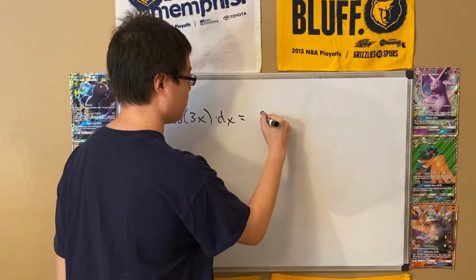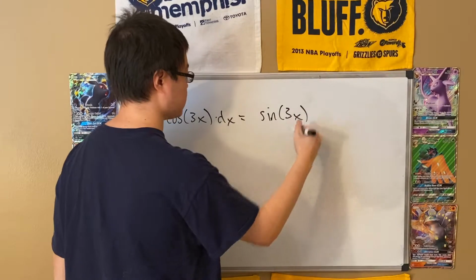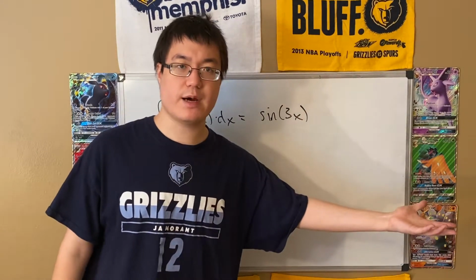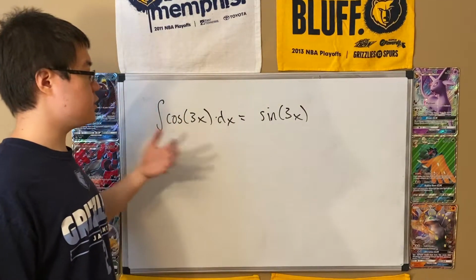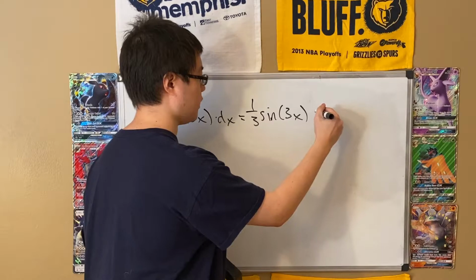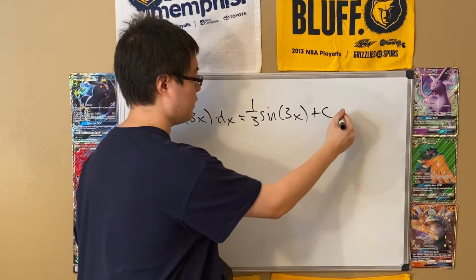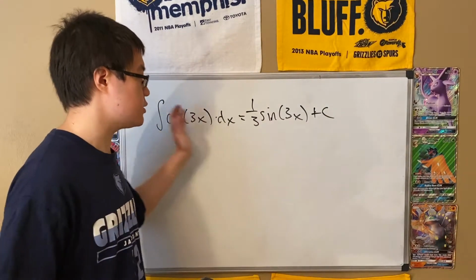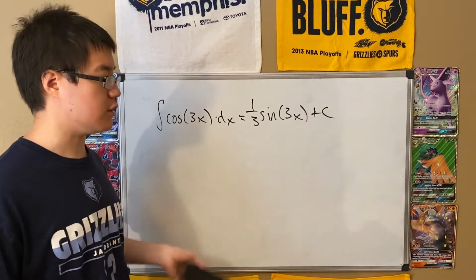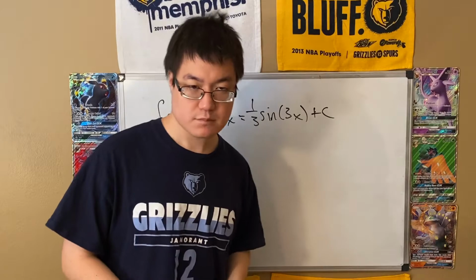Well, that's just sine. Then we'll keep the inside the same. And then instead of multiplying by 3, like we do in derivatives, we're going to just multiply by 1/3. So that's all it is, 1/3 times sine 3x plus c. So notice I can just go straight to the answer. Just take an antiderivative and multiply by the reciprocal of the inside function's derivative, which is going to be just 3.